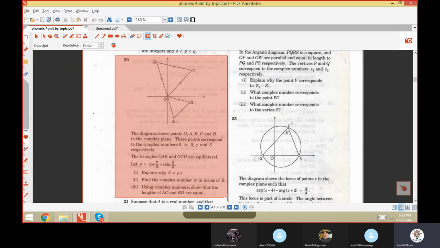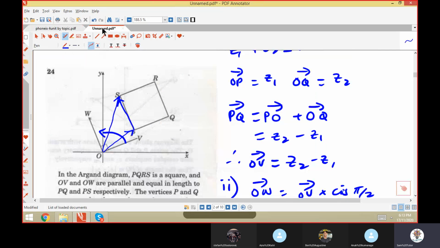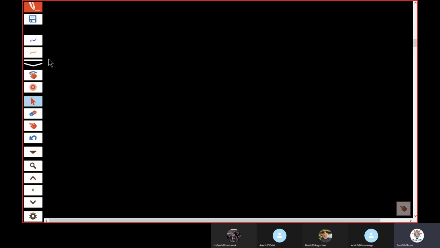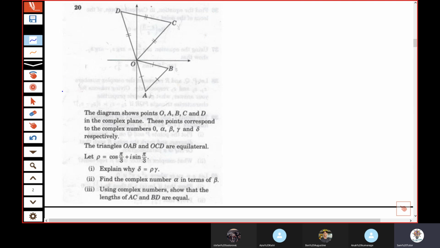And if you guys think you can get it, then we can move on. Well, let's see. Another weird one. Let's see if we can answer this. The diagram shows points O, A, B, C, D. These points correspond to the complex numbers 0, alpha, beta, gamma, delta. Fair enough. The triangles OAB and OCD are equilateral.